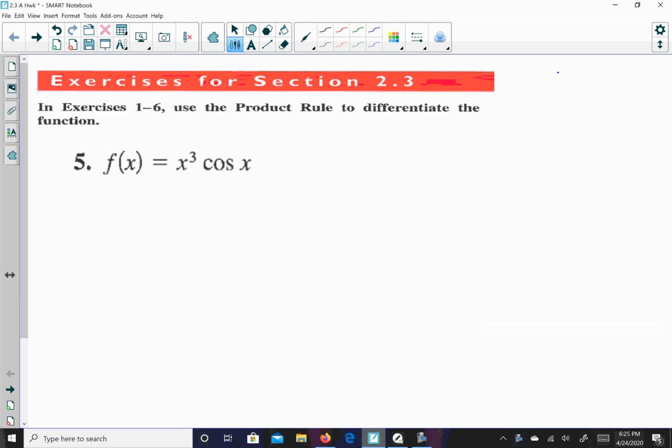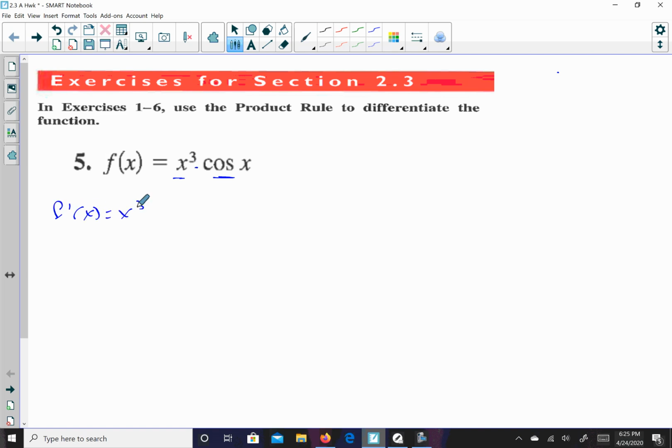The first one, use the product rule to differentiate the equation. So remember, I have two parts to this. I have f of x, which is going to be this x to the third, and I'm multiplying by g of x, which is this cosine of x. So you're going to do the product rule where you find the derivative. We're going to leave f of x alone. So I'm going to leave the x to the third alone.